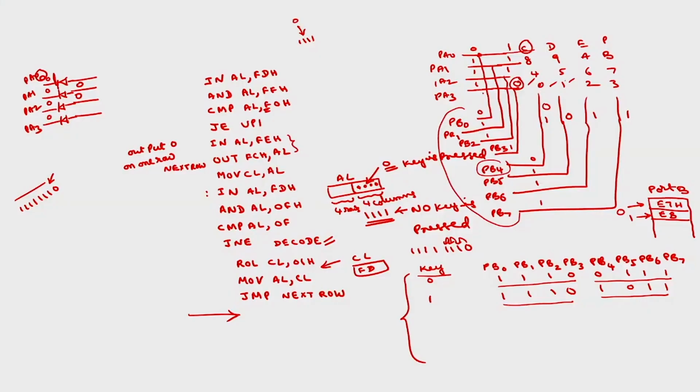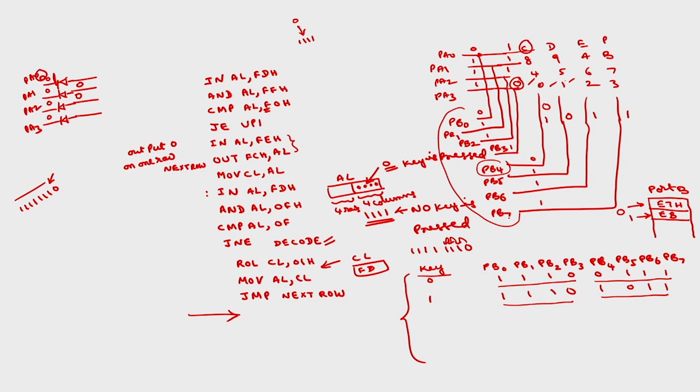So okay, in the last class we were discussing the keyboard interface to 8086. In that we discussed the first two steps, which are detect and debounce. The third one is decode. Here we know that the rows are connected to PA0, PA1, PA2, PA3, and the columns are connected to PB0 to PB7. The row information is taken at PB0 to PB3, and the column information is taken at PB4 to PB7.